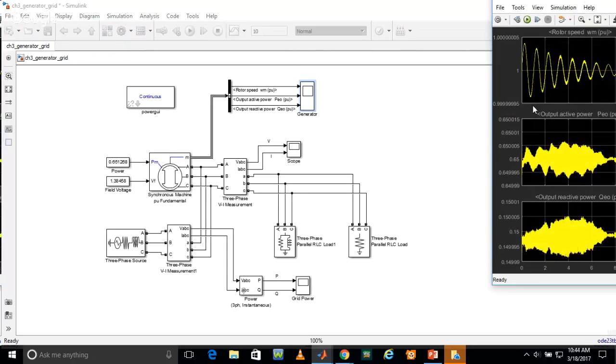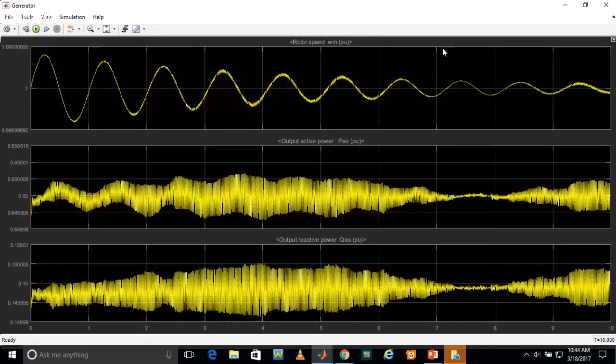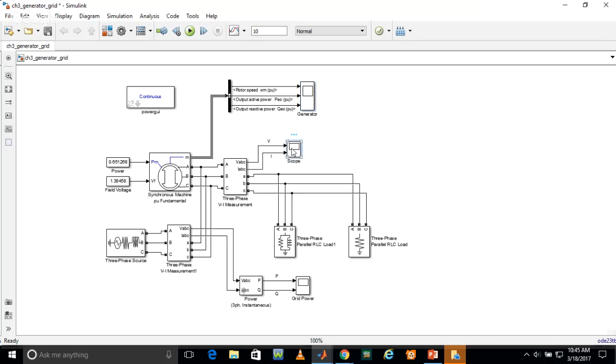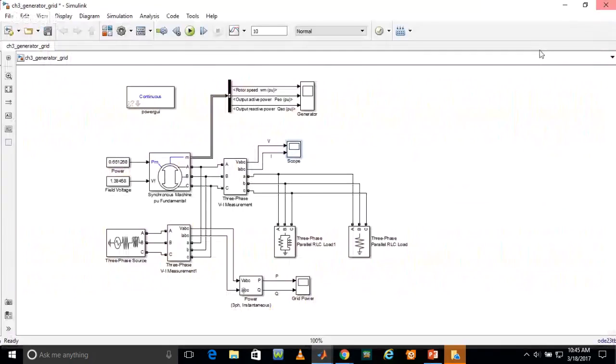So this is our generator, whose rotor speed is varying, and similarly the output active power and reactive power being delivered are around 0.65 and 0.15 per unit. And similarly, this is the voltage and current we are getting from our synchronous generator. We can also find the amount of power that is delivered by our three-phase source.